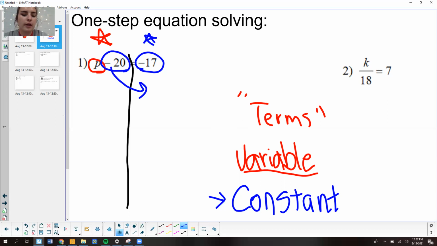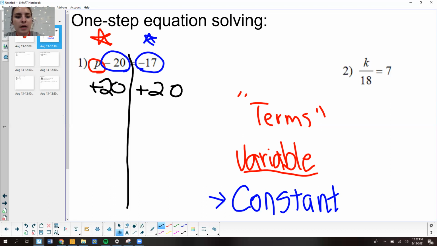We can't just move it though, okay? We've got to do the opposite operation. So right now, we've got a minus 20. To move a negative 20, what's the opposite of a negative 20? A positive 20. Okay, so to move that negative 20, we're going to go ahead and add 20. So the opposite of a negative is a positive. If you guys wanted clarification. So whatever we do to one side, we've got to do it to the other side because we need to make sure we're keeping our equations balanced. Okay, so we're going to add 20 to both sides.